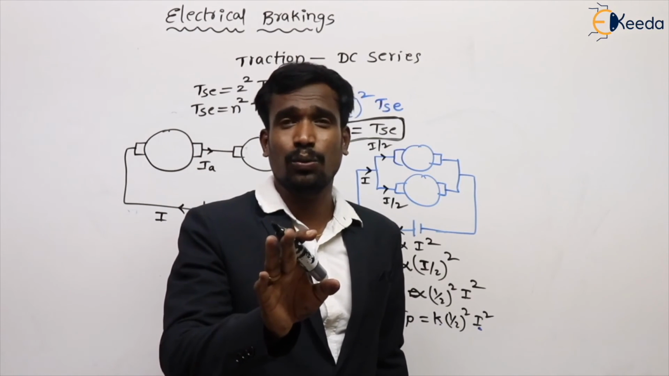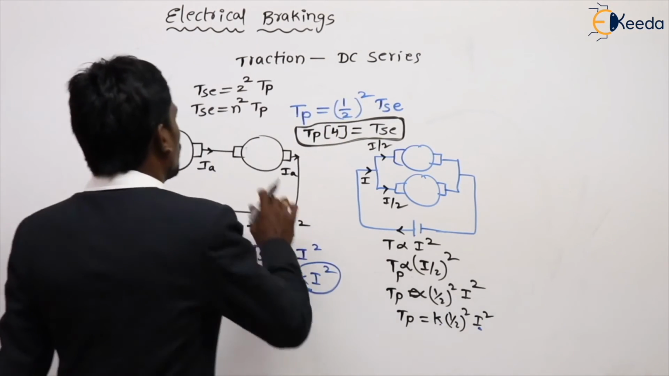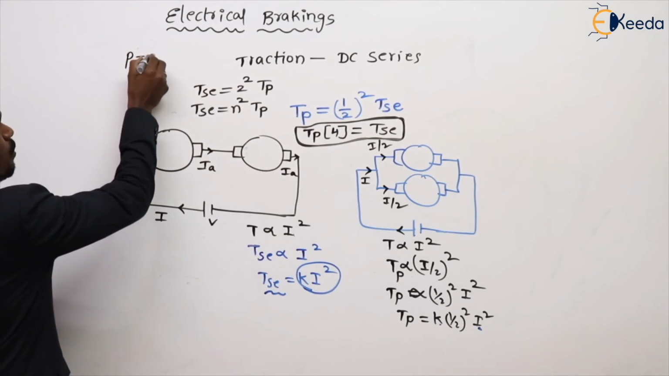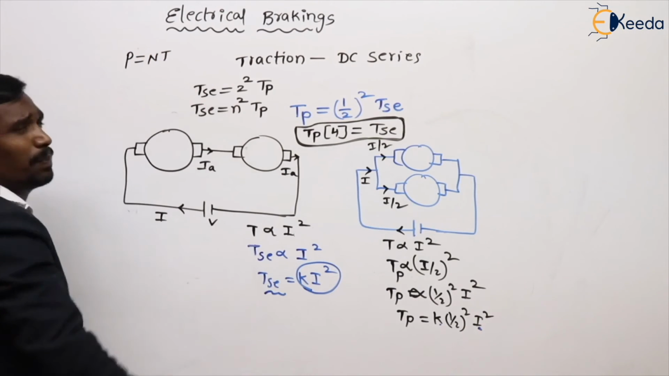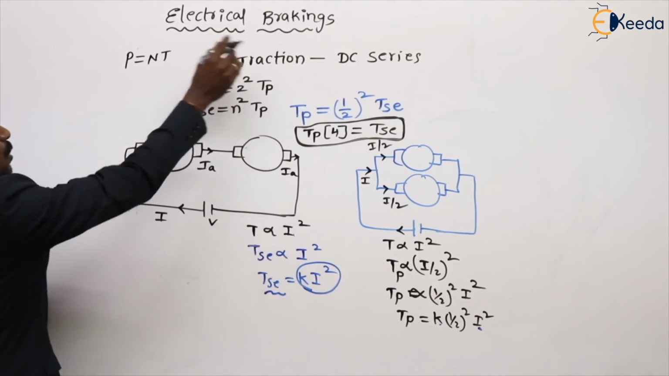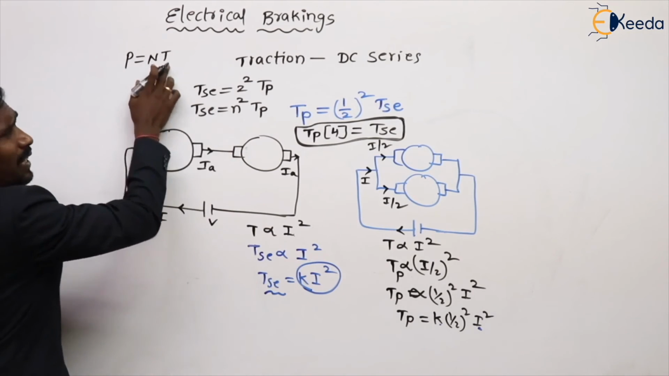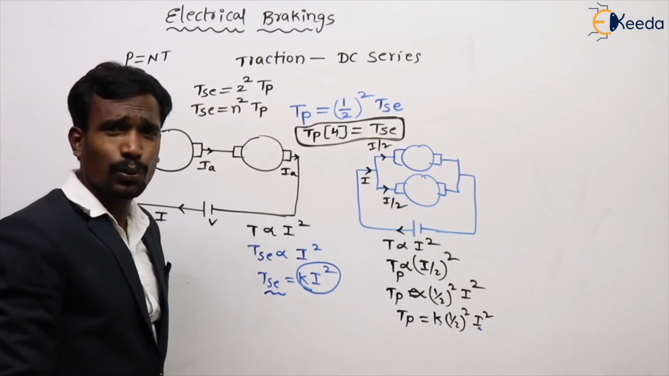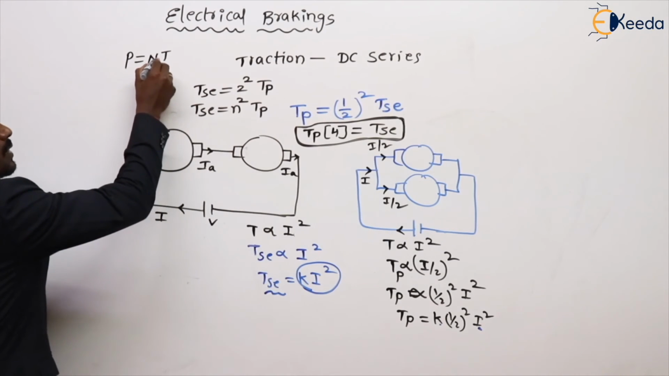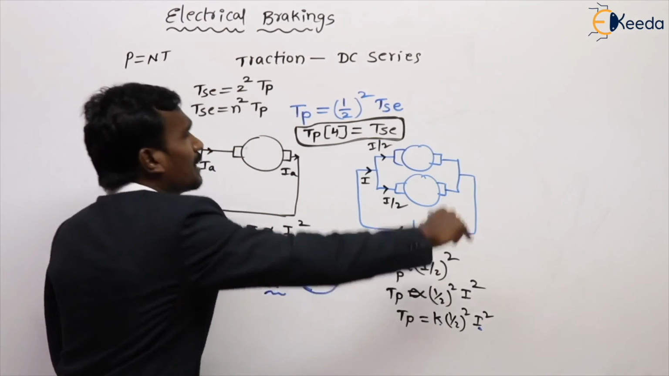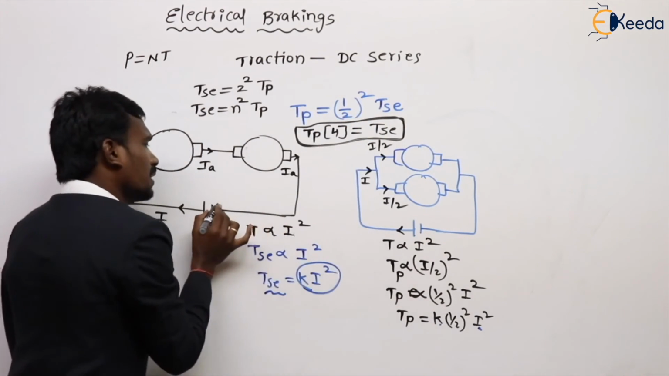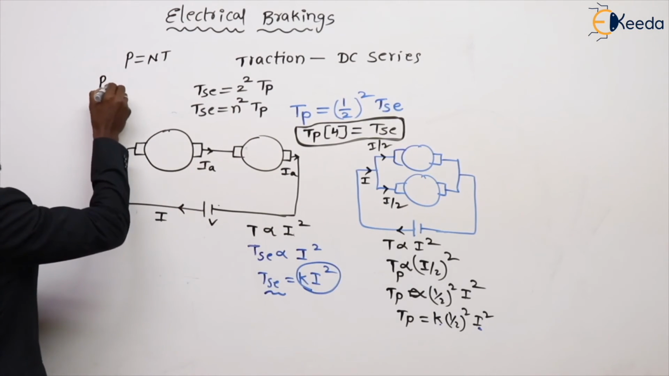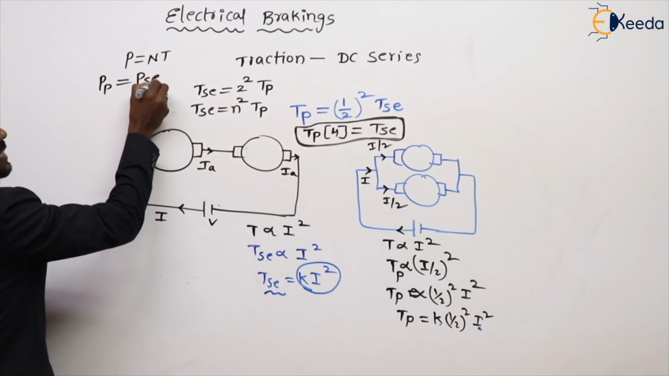Then after you conclude, what is your answer? Let's see here. Of course, we know this. Now, we know the power P is equal to N times T. Yes or no? So P is equal to NT. Here, the torque is given like this. What is the speed? I said that the power is constant for series and parallel connection. So the power in parallel connection is equal to the power in series connection.